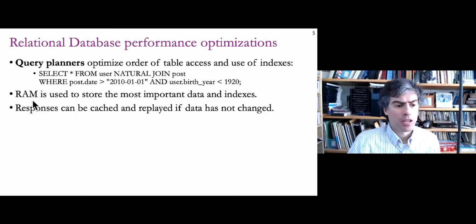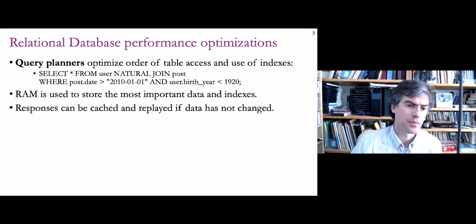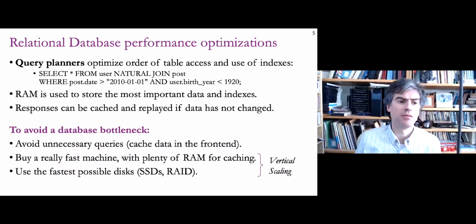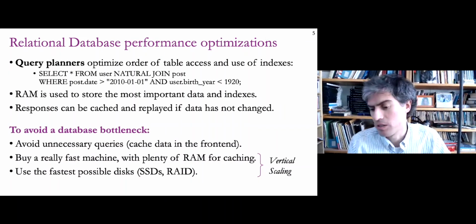Another thing you can do here is make use of RAM instead of disk. So you can store the most important data and indexes in RAM. We kind of mentioned that, but also the indexes. And we also, in relational databases, can do some caching. So if you have the same query being run more than once, you can cache the response and replay it if the data hasn't changed. You can try to keep track of what the dependencies are for the queries, and then notice if there was a change or not to invalidate the things that you're caching, things like that. Okay, that's just a taste of relational database optimizations.